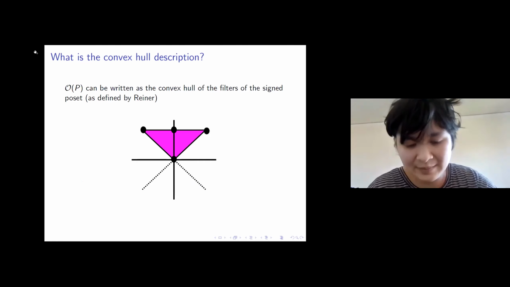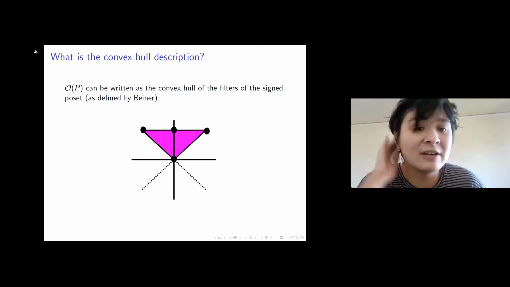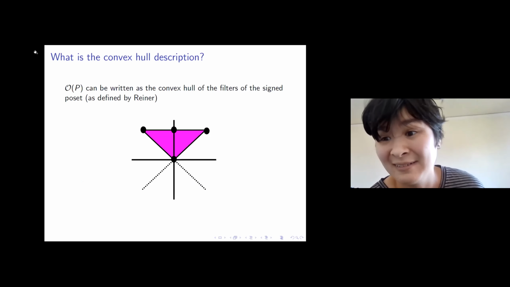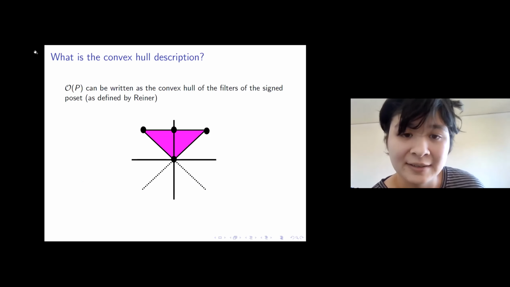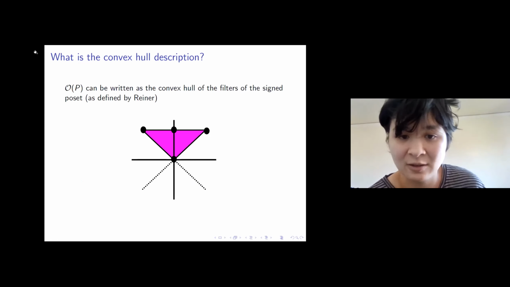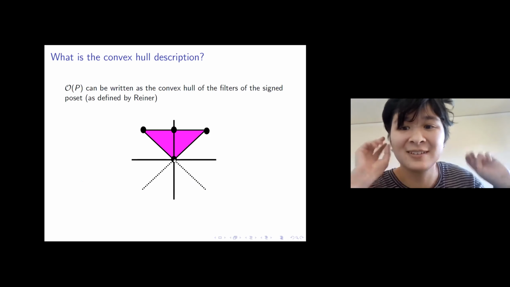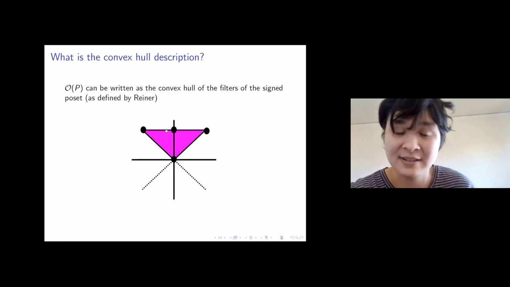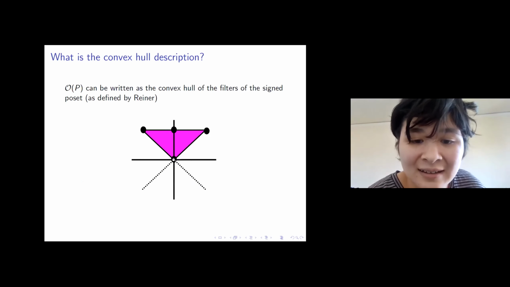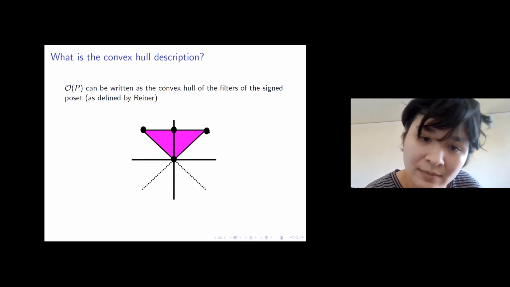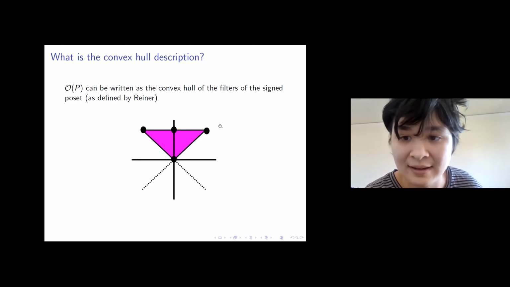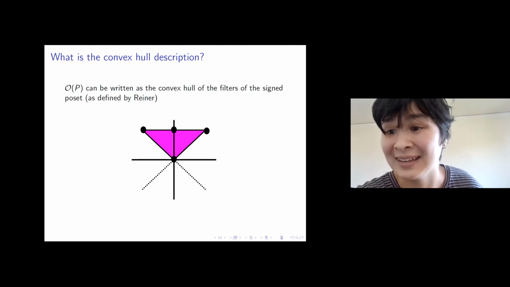So I want to talk very briefly. If you recall the order polytope, you could connect the vertices to the filters of the original poset. Here you can't really connect the vertices to the filters of the signed poset, and Reiner gave a definition of filters, but you can say that the polytope is a convex hull of these points. These points here represent all of the signed filters of the signed poset that gives rise to this signed order polytope, but you can see that this isn't a vertex. So if you take all the filters, you get some kind of redundant points.